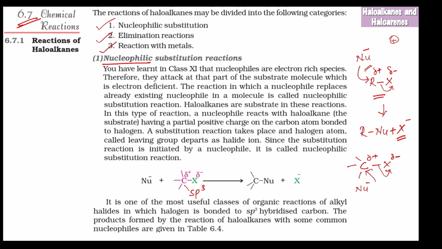A nucleophilic substitution reaction can be defined as the reaction in which a nucleophile replaces an already existing nucleophile in a molecule. This halide ion is also rich in electrons, so this can also be called a nucleophile. So a given nucleophile is replacing the already existing nucleophile. So this is known as the nucleophilic substitution reaction.